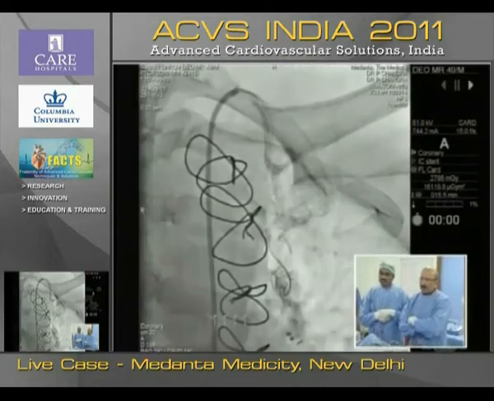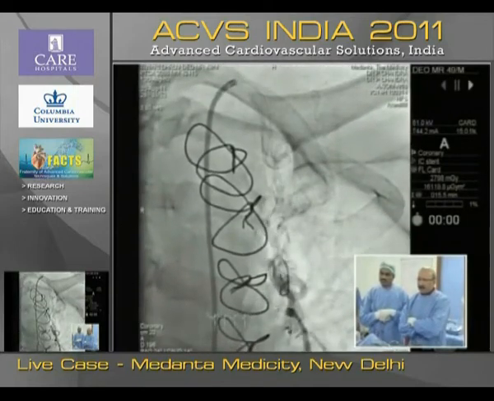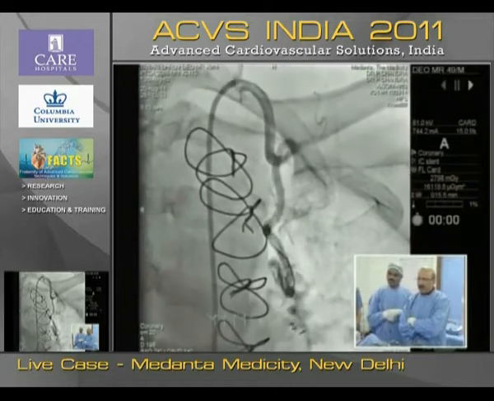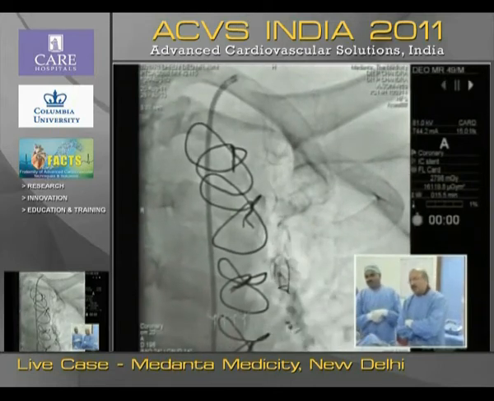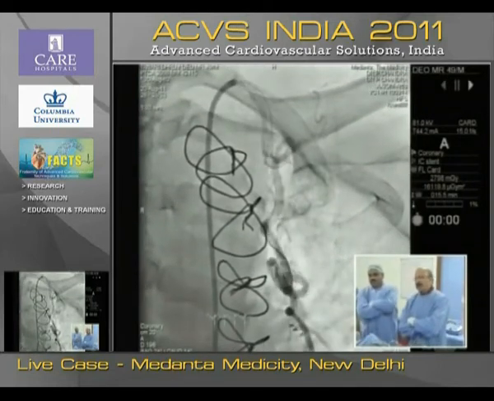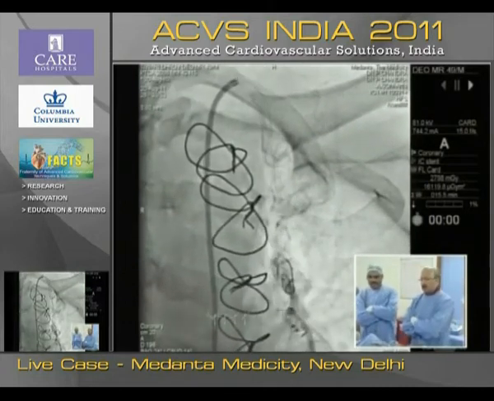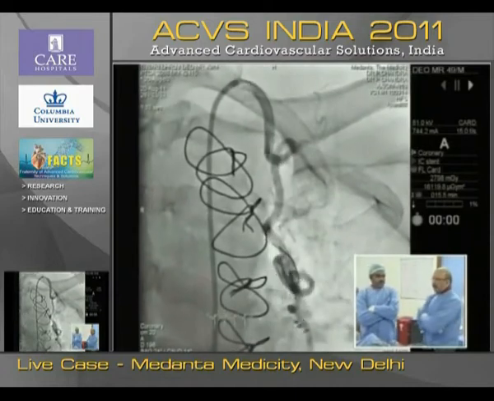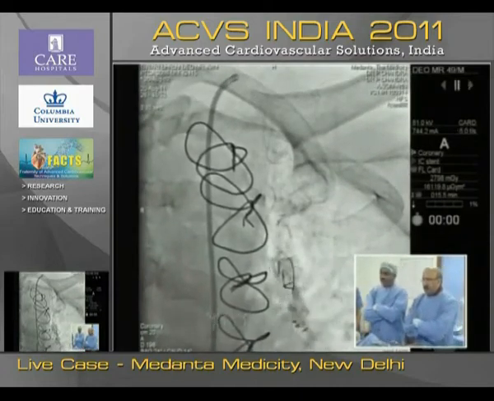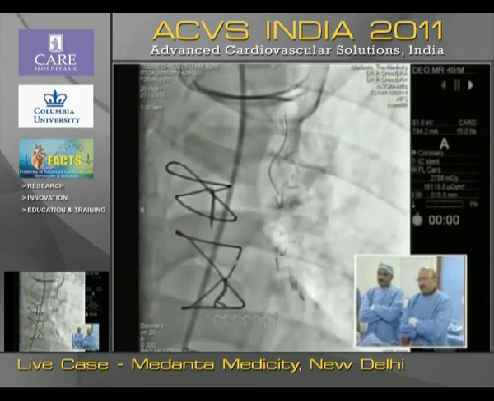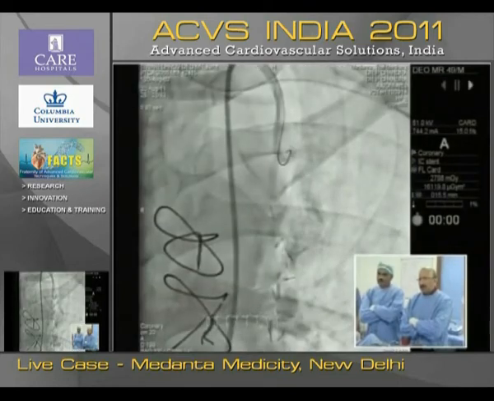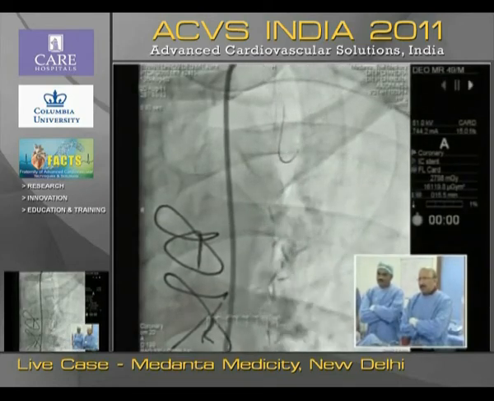Initially we thought that let us try the same wire which we used for the FFR. But as you can see here, it will be very, very difficult to cross the FFR wire through so many tortuosities. So obviously we went ahead and took the Whisper wire, which is the softer one. Next please. And here we have recorded the entire process.